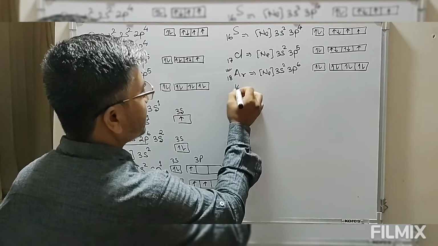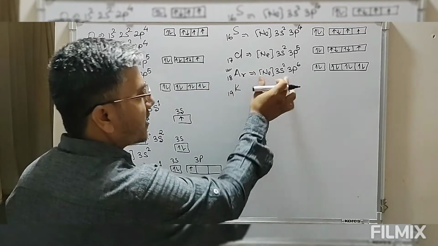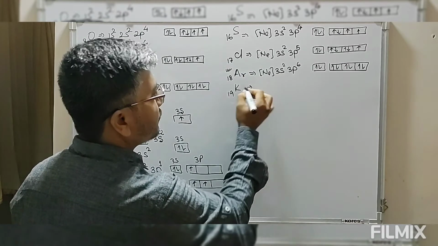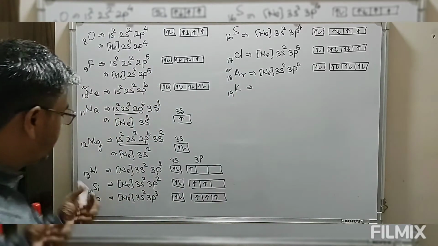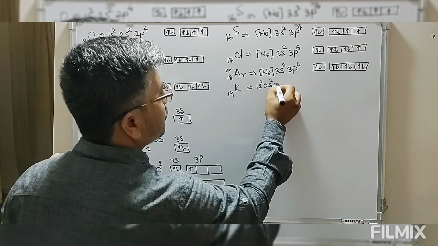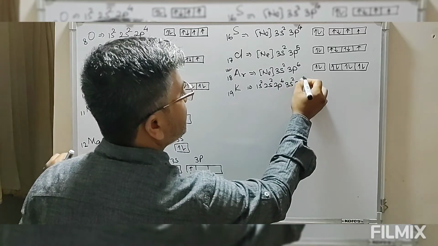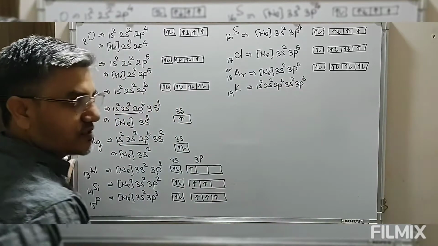Then we have the next element, potassium, atomic number 19. Atomic number 18 is argon, so we have the configuration of argon and can simply write it down. But I'll just show you the full form: 1s2, 2s2, 2p6, 3s2, 3p6. So we have 18 electrons here.